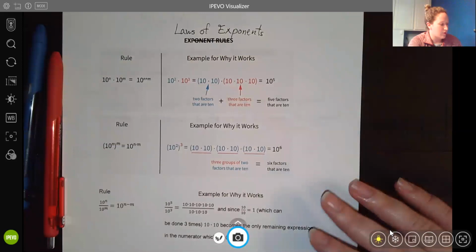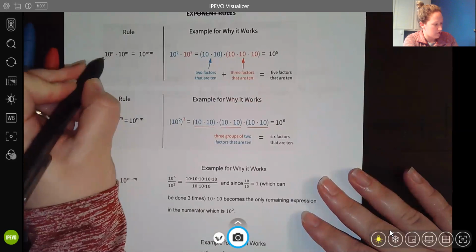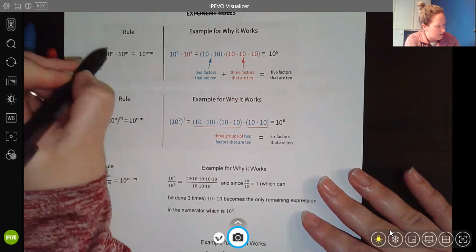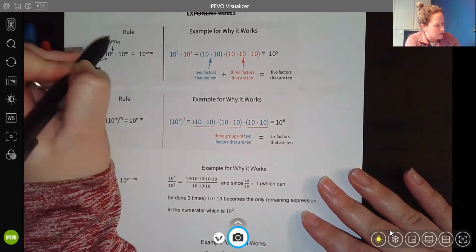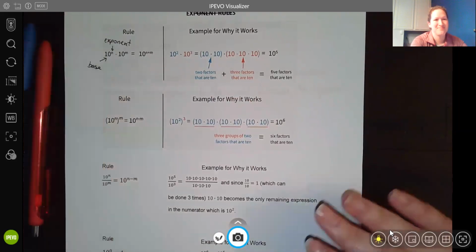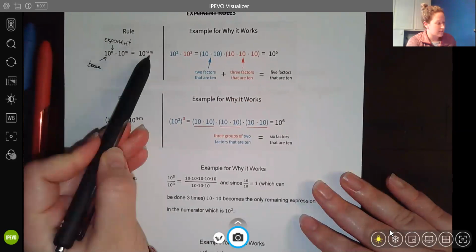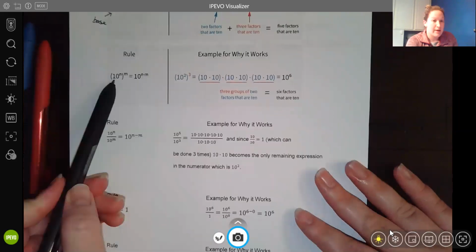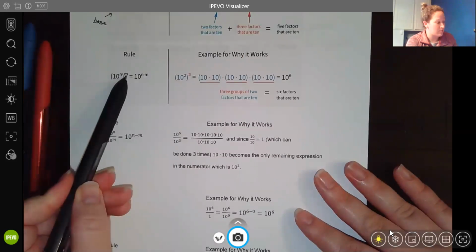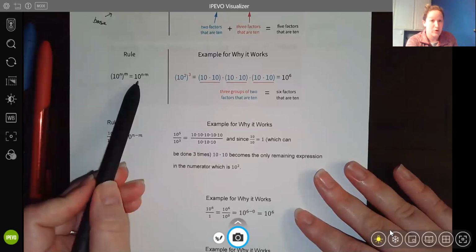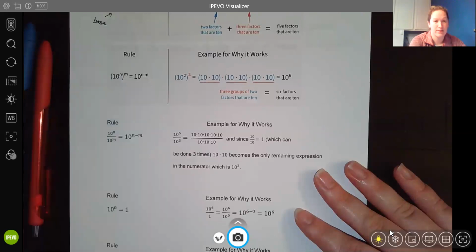Okay, so going through when the bases are the same. Again, this number here is called our base. This number here, or in this case, it's a variable, is called our exponent. Okay, and when our bases are the same, we add the exponents. When we take a base to a power, and then we raise it to another power, the law of exponents is that we multiply those two exponents.